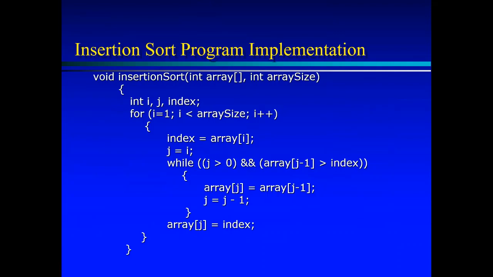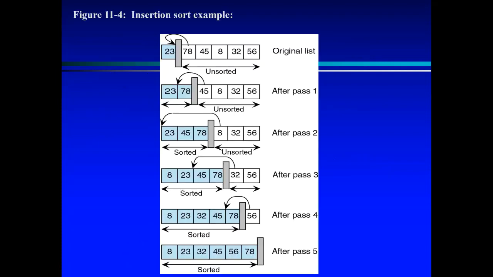This is a simple program implementation of insertion sort. This is another example of insertion sort. Again, we have specific values now: 23, 78, 45, 8, 32, and 56 in an array. Again, we have a sorted side and an unsorted side. The sorted side initially includes the first element. Everything on the right side will be the unsorted side.